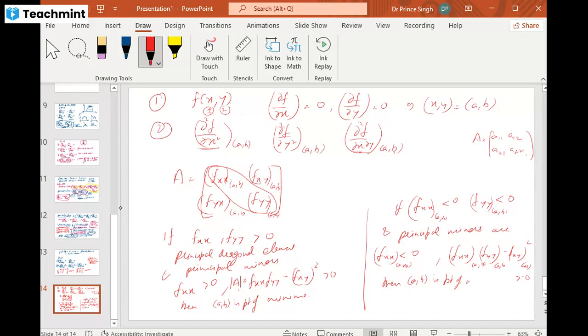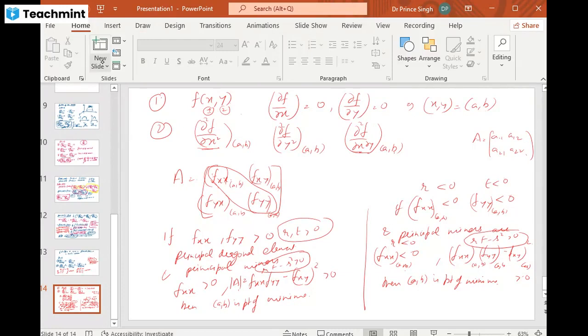Okay, this is the same condition which we have already discussed, because this is R and this is T, and this is RT minus S square. If RT minus S square is positive and R and T are positive, then this is the condition of minima. And if R and T are negative and RT minus S square is positive, then this is the condition of maximum. Okay. So now we are going to extend this condition for three variables, right?